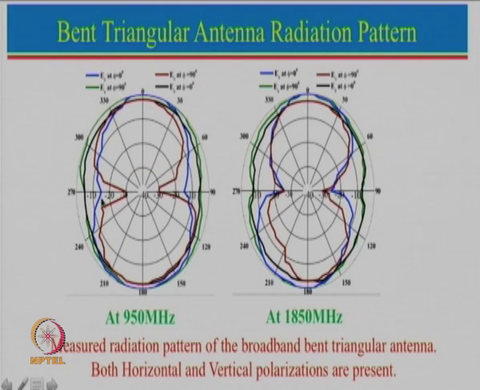So one can actually see that now all 4 components are there. These are the components which are E theta in phi equal to 0, E theta in phi equal to 90, E phi in phi equal to 0, E phi in phi equal to 90, or in other terms you can call it E co-polar, E cross polar, H co-polar, H cross polar, all 4 components are now present over here. And one can also see that the pattern is relatively symmetrical. Now this is the pattern at 1850 megahertz. So you can see that the pattern is relatively symmetrical.